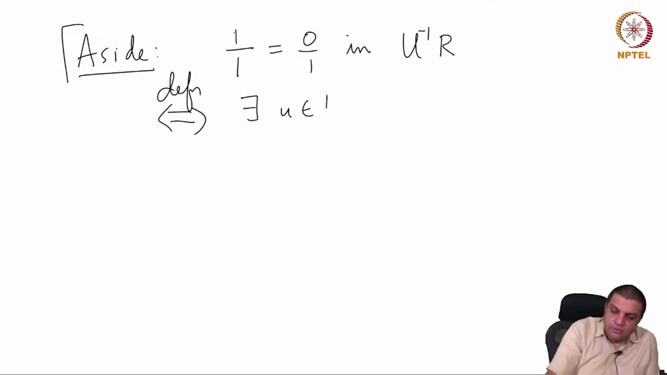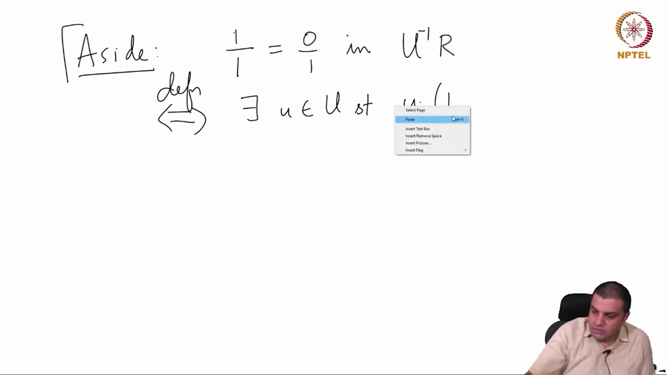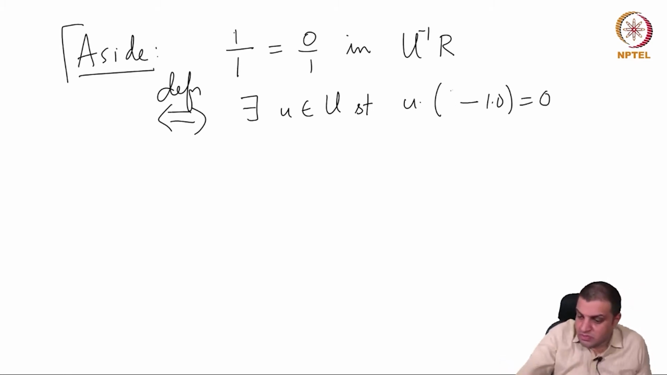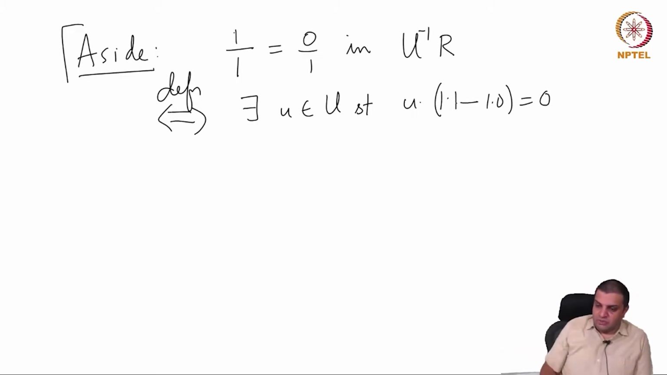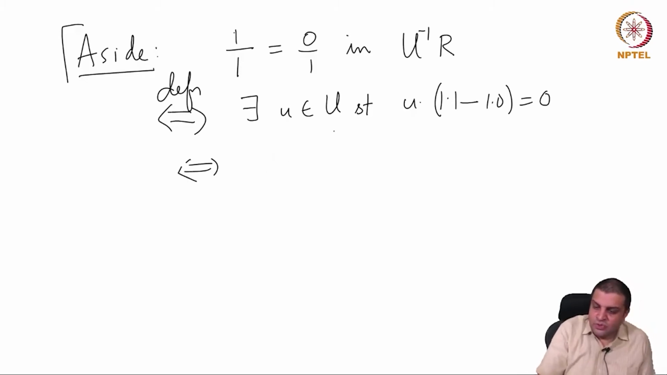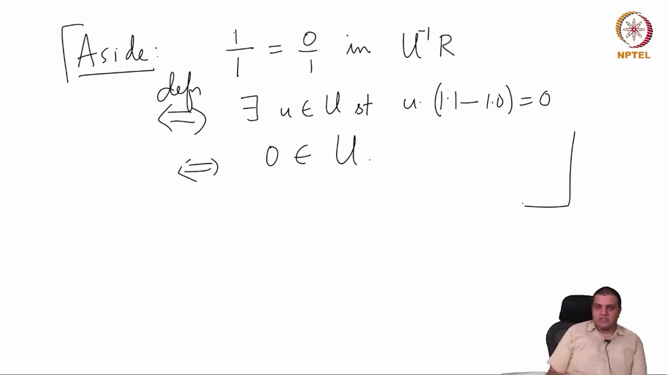There exists some u in U such that u times 1 minus 1 times 0 equals 0. This is the same thing as saying there exists a u such that u times 1 is 0. So in other words, 0 is inside U. So if you invert a multiplicatively closed set, the ring becomes 0 if and only if 0 is in the multiplicatively closed set. Now let's go back here.